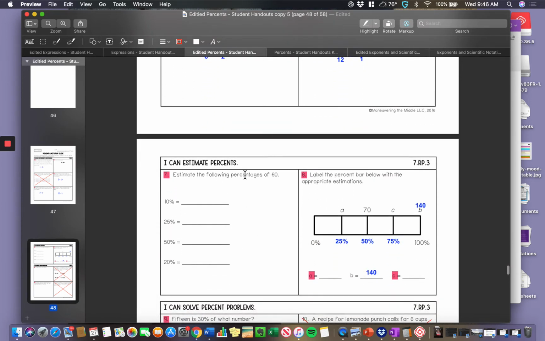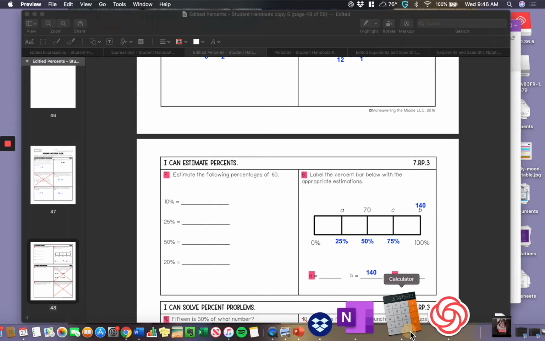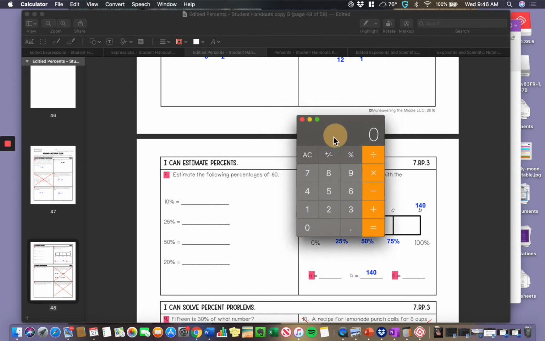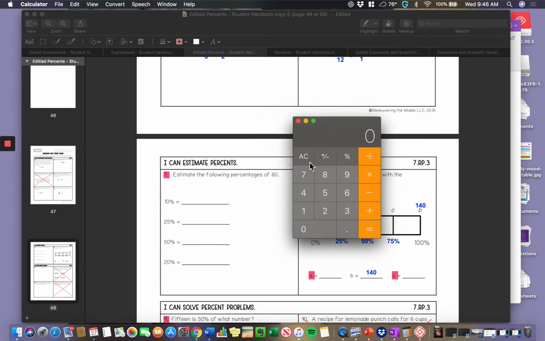The bottom part here says I can estimate percents. So you want to estimate the following percentages of 60. You have to tell me what is 10% of 60, 25% of 60, 50% of 60, and 20% of 60, which you could just do in your calculator if you have one, or find one online. You can convert these percentages to decimals. So, for example, the first one, 10%, could be 60 times 0.1, which would be 6.